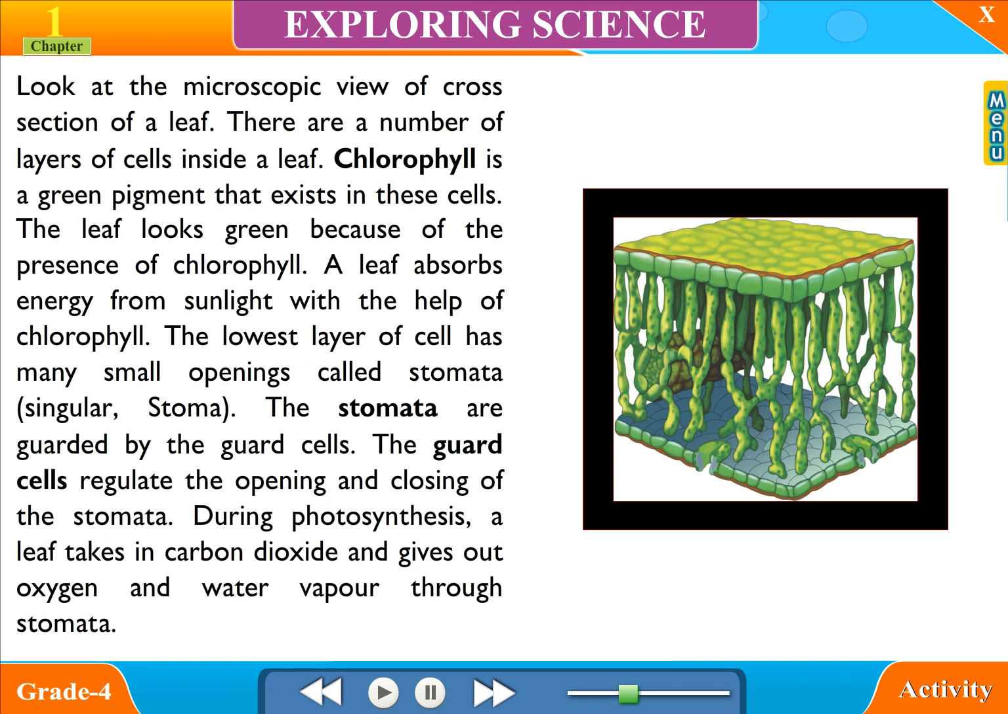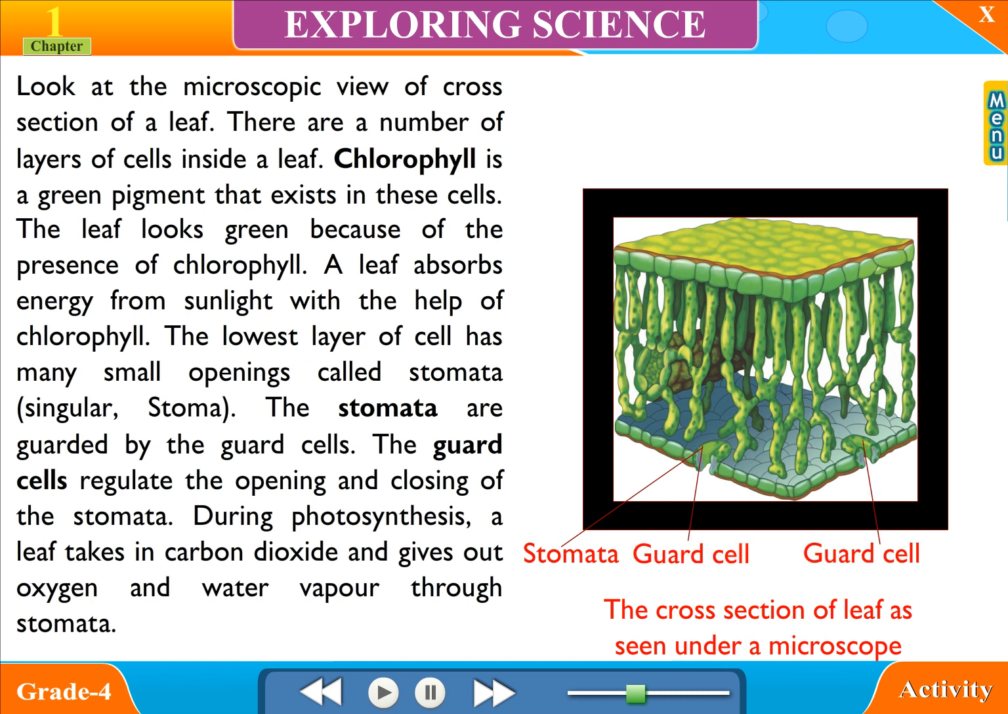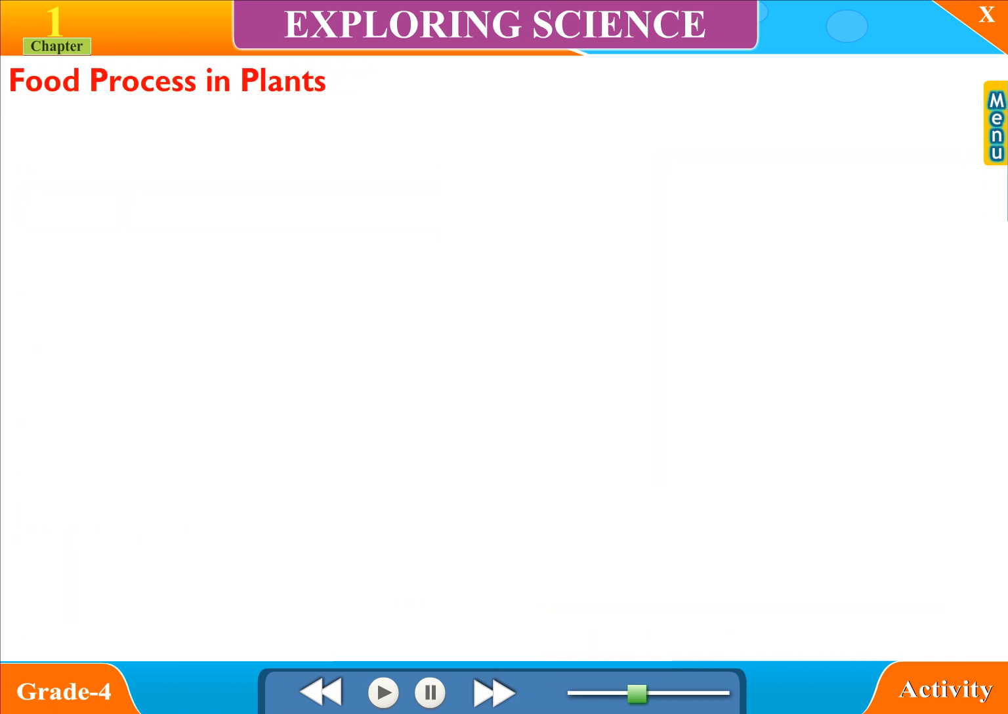The lowest layer of cells has many small openings called stomata. Singular, stoma. The stomata are guarded by the guard cells. The guard cells regulate the opening and closing of the stomata. During photosynthesis, a leaf takes in carbon dioxide and gives out oxygen and water vapor through stomata. The cross-section of leaf as seen under a microscope: stomata, guard cell, cells containing chlorophyll.